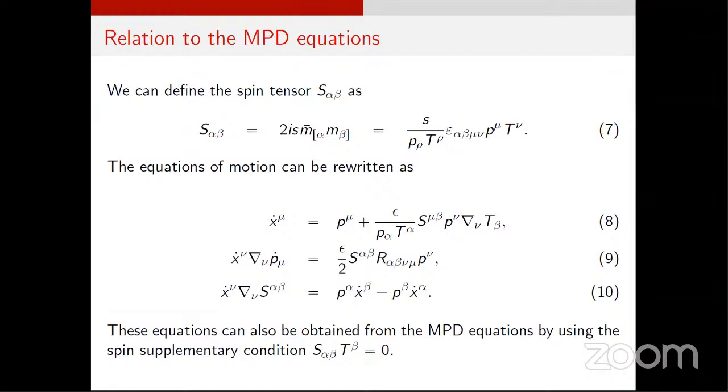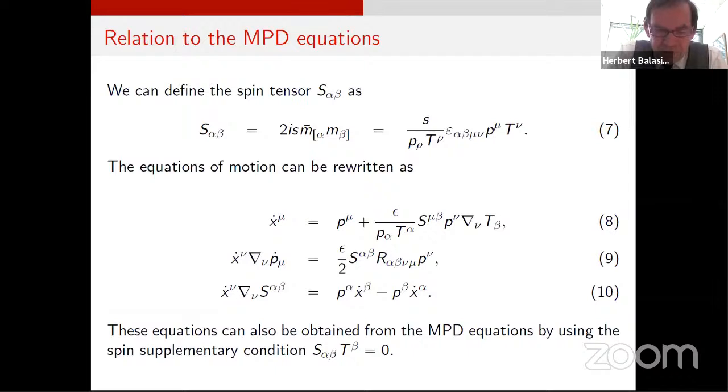Okay, thanks. May I just make a comment on the supplementary condition? As far as I understand it, this simply states that there's only spin present and, so to say, no boost component in S for the observer T. Yes, yes.